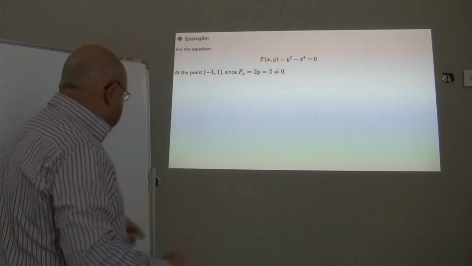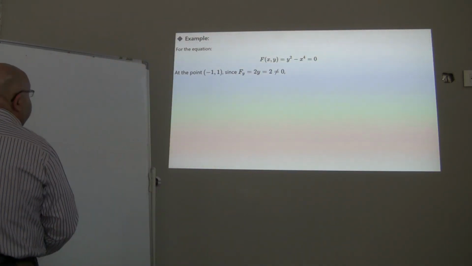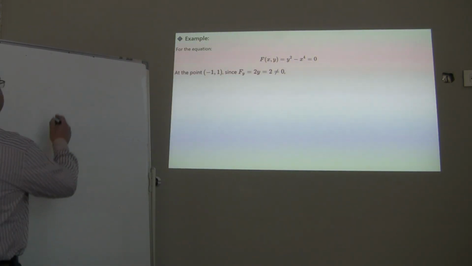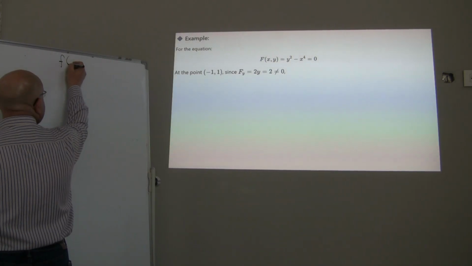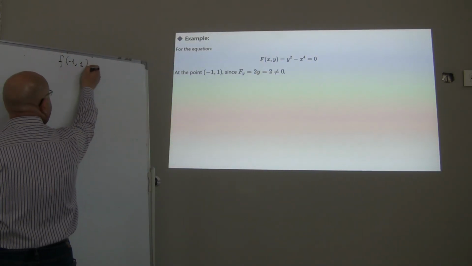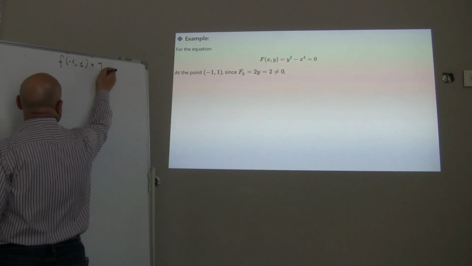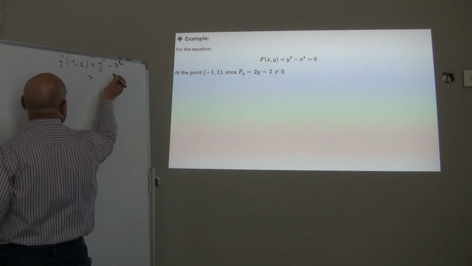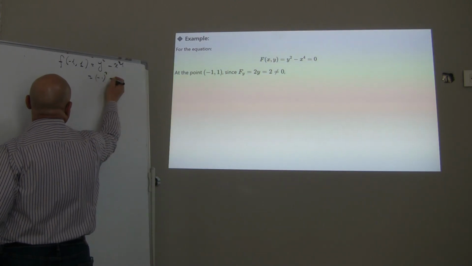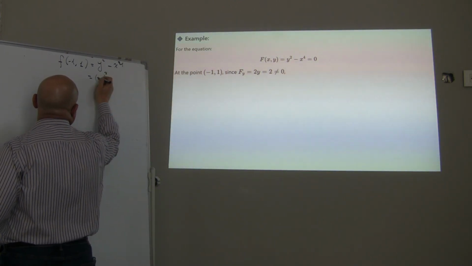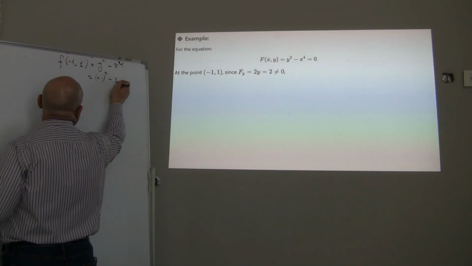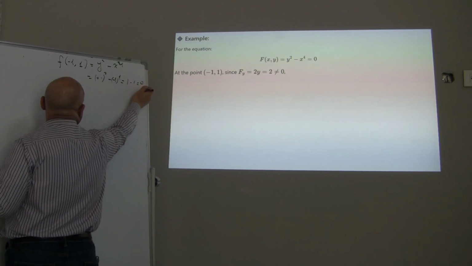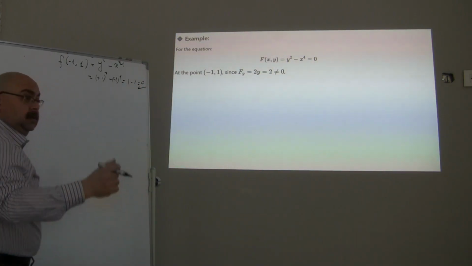All I have to do is check that the value of this function is equal to 0. So for the f function at (-1, 1), once you start substituting, which is y squared minus x to the power of 4, we get 1 to the power of 2 minus (-1) to the power of 4. So it's going to be 1 minus 1, so the result is 0. So the first point is okay.